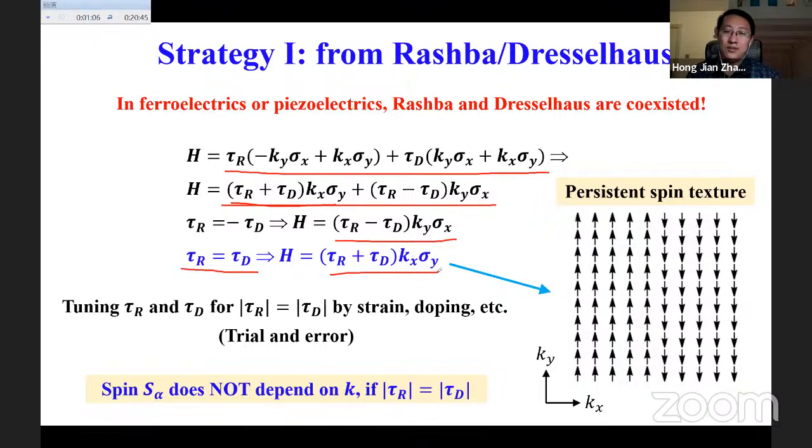So in this case, you will be able to arrive at persistent spin texture as well. In reality, we can tune tau R and tau D so that the magnitudes of tau R and tau D are equal to each other. So we can use spin engineering or doping. After several trials and errors, if lucky enough, we will arrive at this relation. And if that happens, the spin does not depend on K, and you will arrive at the persistent spin texture.